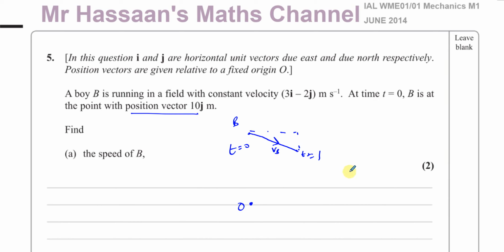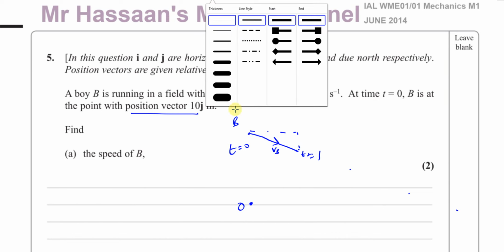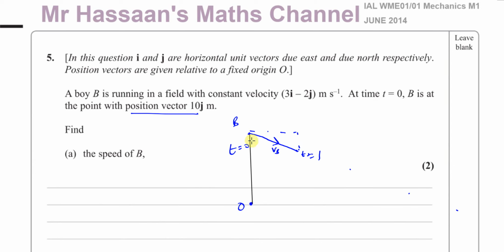After 2 seconds, it will be over here. After 3 seconds, it will be over here. After 4 seconds, it will be over here. It's moving in that straight line. So the position vector tells us where it is in relation to the origin. When time equals 0, it's at this point. When time equals 1, it's at that point. When time equals 2, it's at that point, when time equals 3 it's at that point, and so on. It's moving along this straight line.